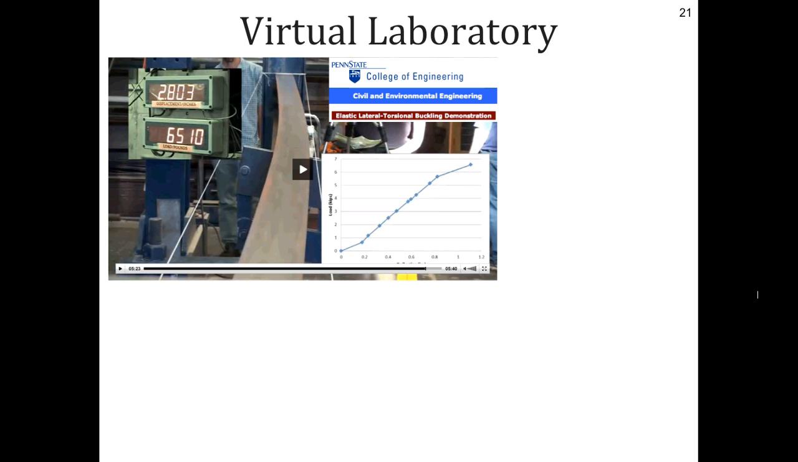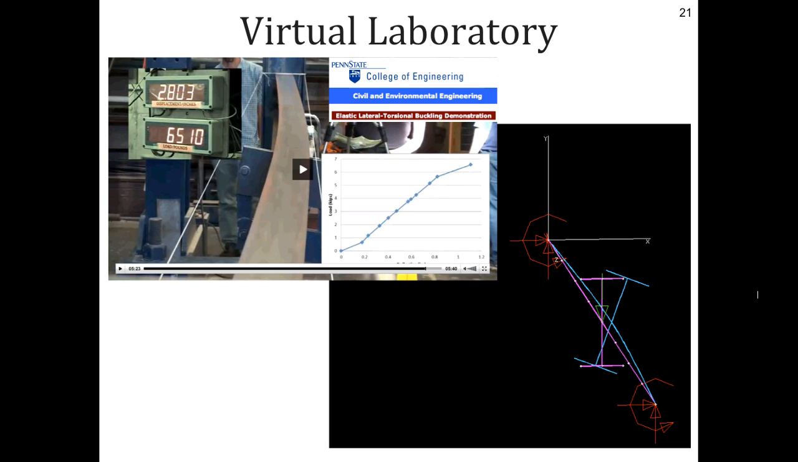So they take their students, in groups of 20, down into the lab, and over a period of about 40 minutes, they run an experimental test. The students get to watch the actual test, watch it be loaded, watch lateral torsional buckling occur, and yay, they're done. So they get to see it live, and there's no substitute for that.